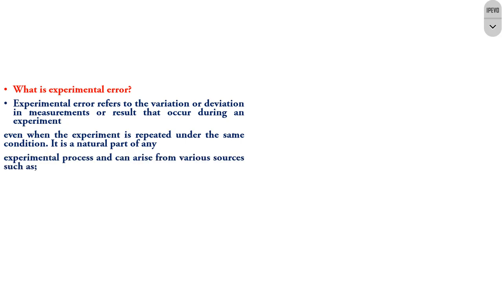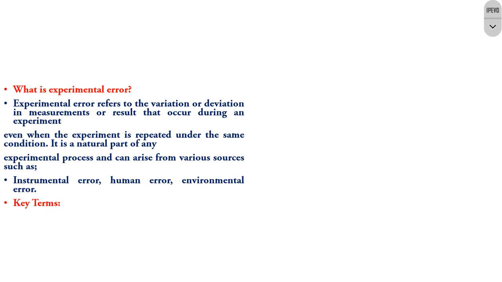It is a natural part of any experimental process and can arise from various sources such as instrumental error, human error, and environmental error. So the term experimental error simply refers to those deviations, variations that occur during measurement. And these variations could be as a result of the fault of that instrument. It could be as a result of the human nature, or it could be as a result of the physical environment in which the person is doing that very experiment.